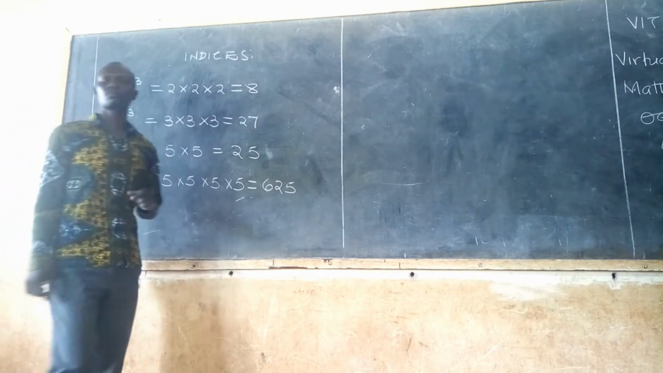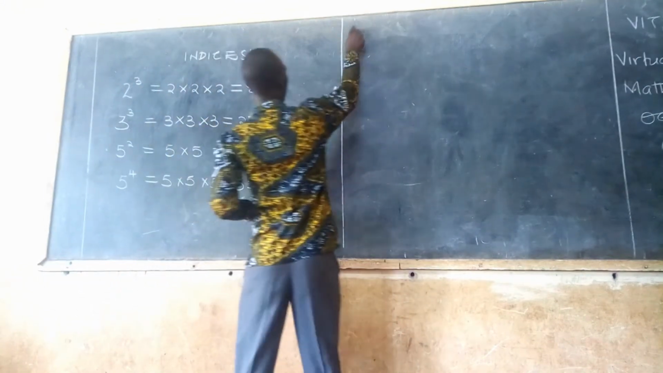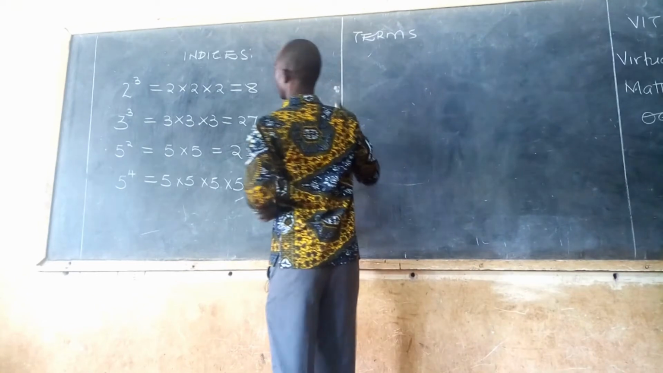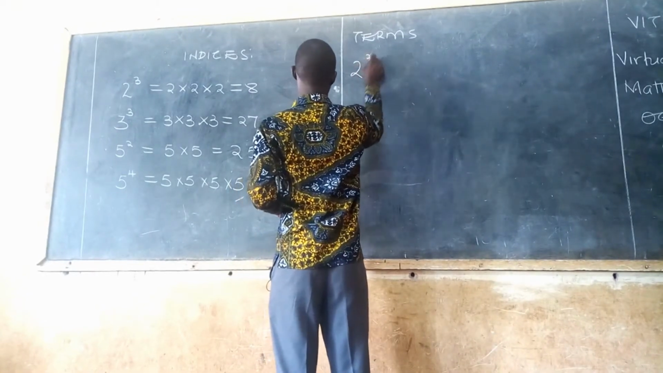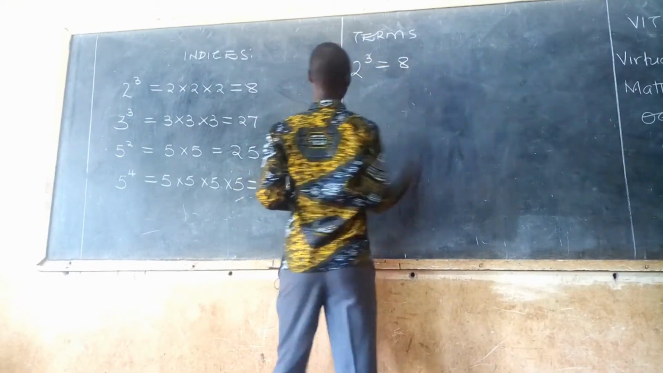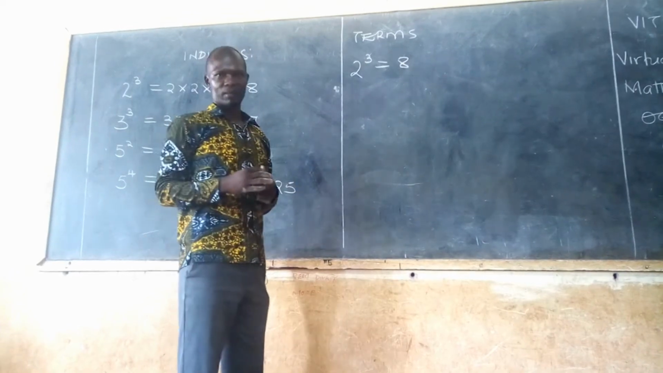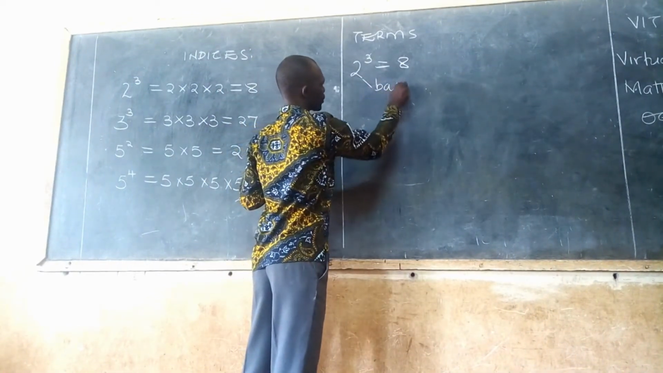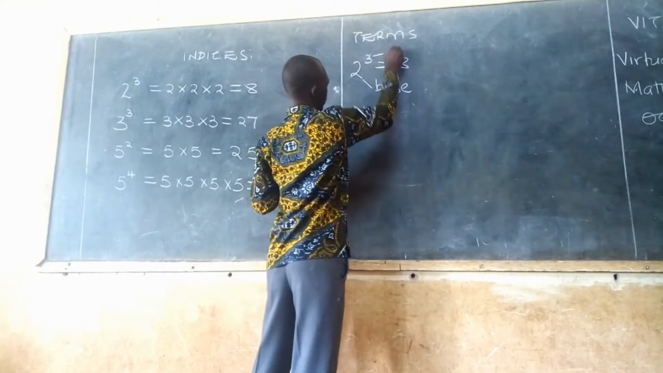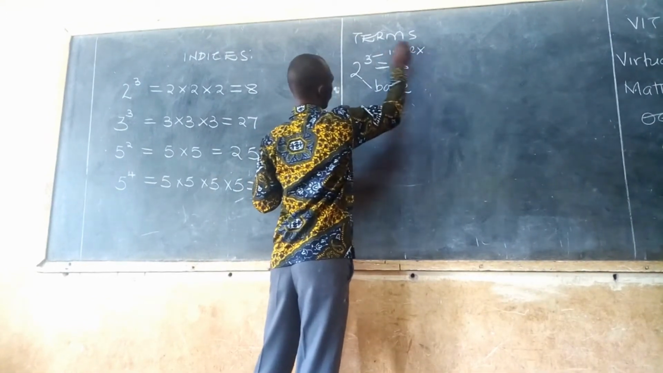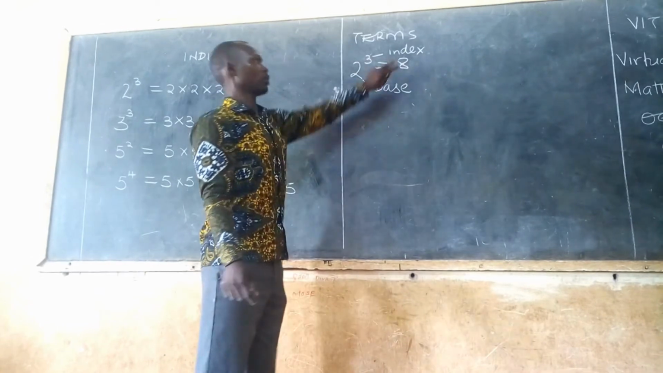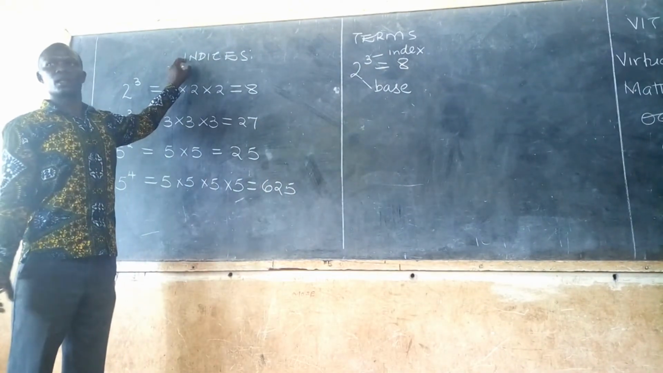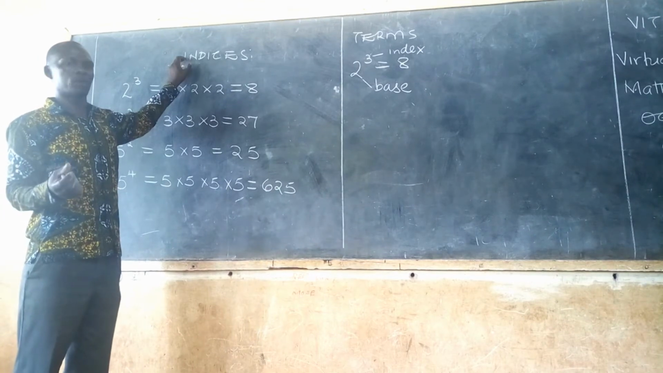There are terms that I want to introduce. 2 to the power 3 equals 8. In mathematical terms, 2 will be known as the base, 3 will be known as the index. The plural of index is what we call indices.